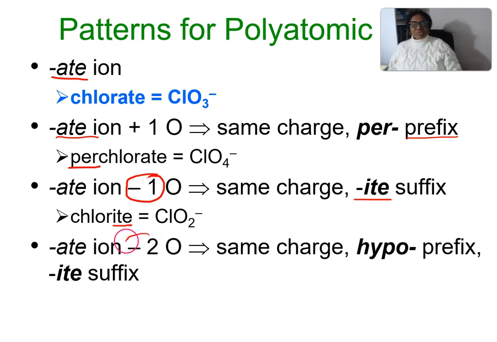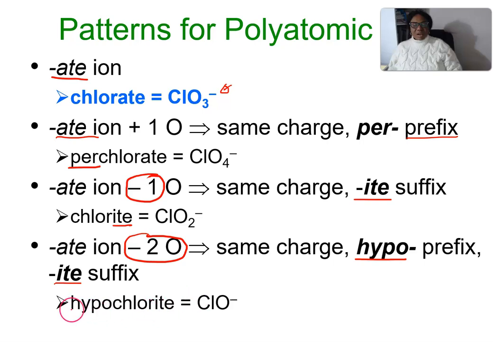Then if I remove two oxygen atoms, we are removing it, take note, we are removing it from here. The name will change. I'll add hypo in front of the name. Then I will change this suffix to ITE. So that's how the name will become hypochlorite for this. The same will apply to bromine. The same will apply to iodine.